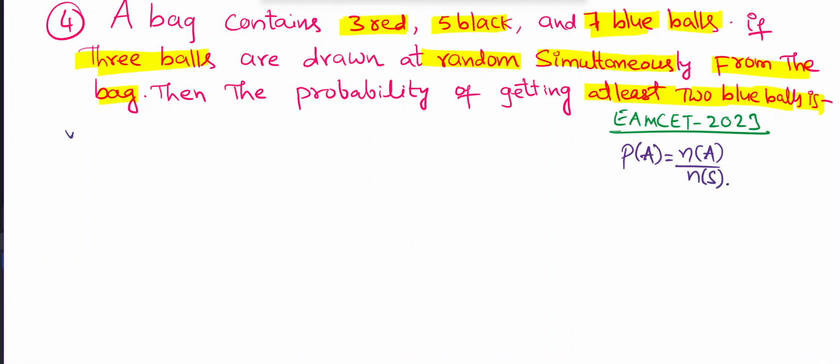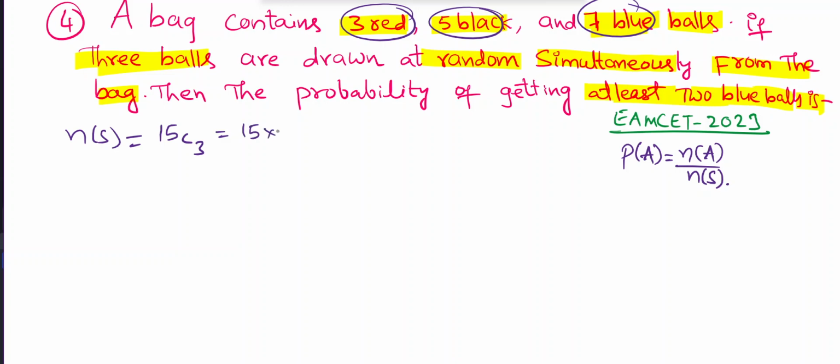Now first we find N of S. Here the total number of balls is 3 red, 5 black and 7 blue balls, that is 15 balls. We are drawing 3 balls, that is 15C3. N of S is equal to 15C3, that is 15 into 14 into 13 by 3 into 2 into 1. Here 3 fives cancel and 2 sevens cancel.